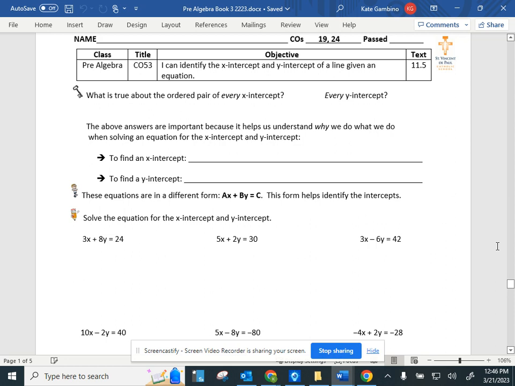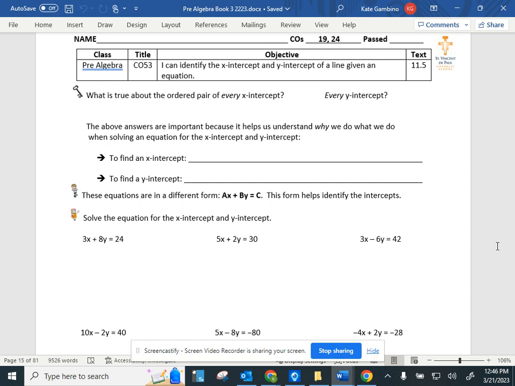Afternoon. Today we are going to continue with those x and y intercepts. We are doing CO53. CO53, I can identify the x-intercept and y-intercept of a line given an equation.